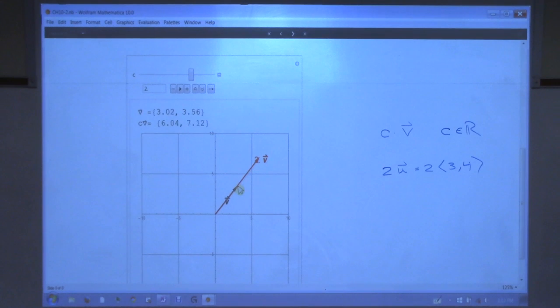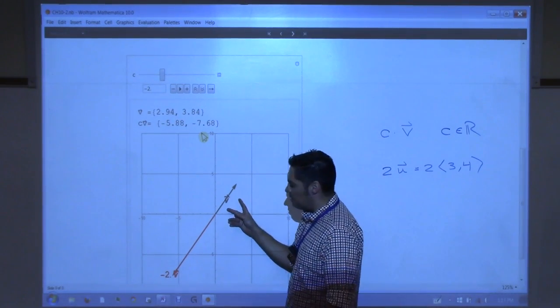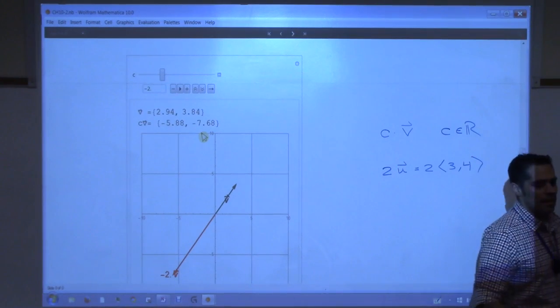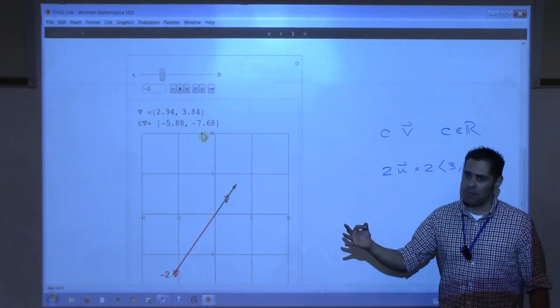But let's try and take a number in front like C. Let's make it like half. So you can see the red one is half the length of the black one now. And then what if we make C negative? Goes in the other direction. So if I multiply the vector V by the scalar -2, it's twice as long, pointed in the opposite direction. And this will work in 2-dimensional space or 3-dimensional space.